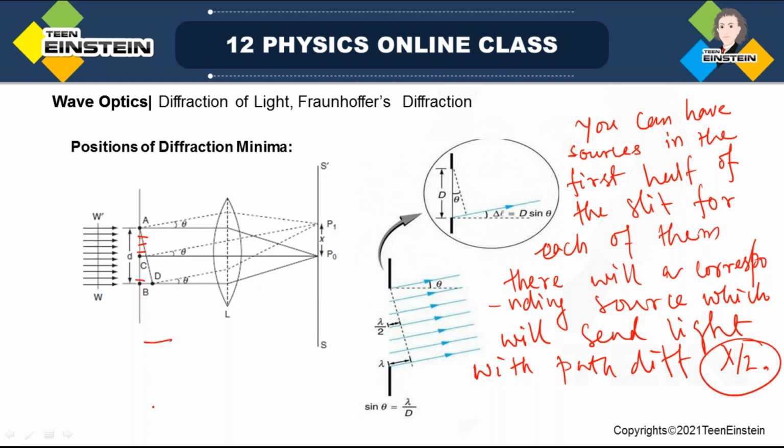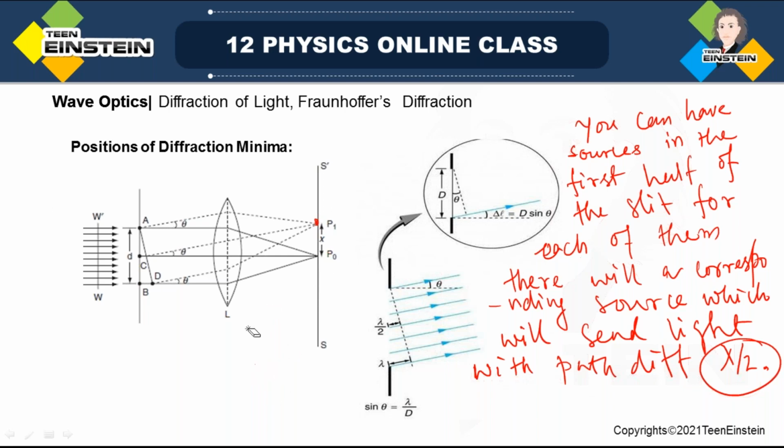Suppose I have 10 sources like that. If you take the first, then the ninth will give you lambda by 2. Like that, if you take the second and the eighth, they will give you lambda by 2. Whatever source you pick up in AC, there will be a corresponding source in BC which will send light that interferes at P1 180 degrees out of phase, and thus they will give destructive interference.